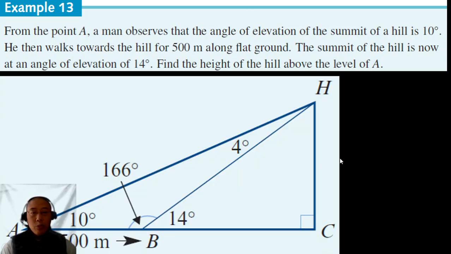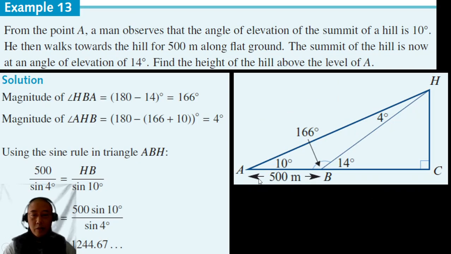this situation is a little bit more tricky, so it's important that you get this diagram right. Just double check through the text where the values are annotated. The 166 degrees is calculated, so that shouldn't be on your original diagram. Here, notice you have two triangles, and what we're trying to find out is the length HC, which is the height of the hill above the level of A.